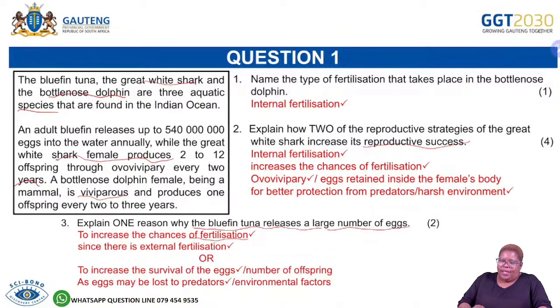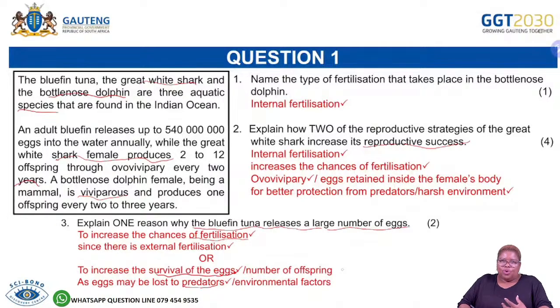So explain why the bluefin tuna releases a large number of eggs. That happens because it increases the what? The survival of the eggs or the number of offspring, as eggs may be lost to predators or environmental factors. Remember, more of those are being released. Quite a number of eggs are being released. Where we are saying more of those eggs being released, they increase chances of what? They increase chances of fertilization to take place, right?